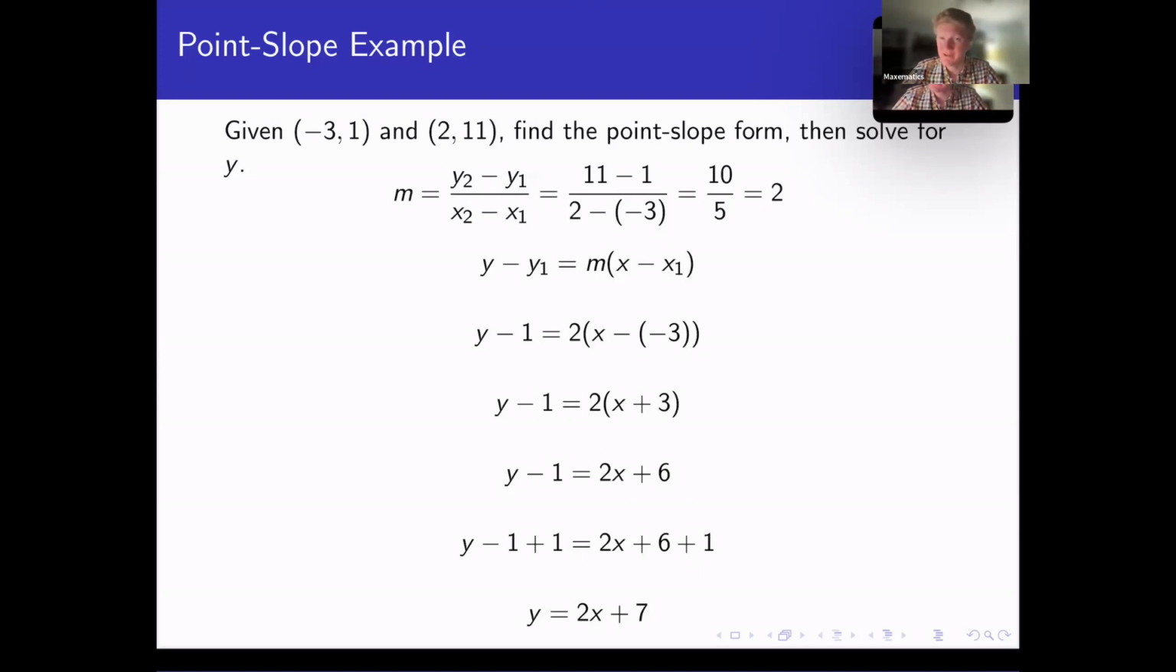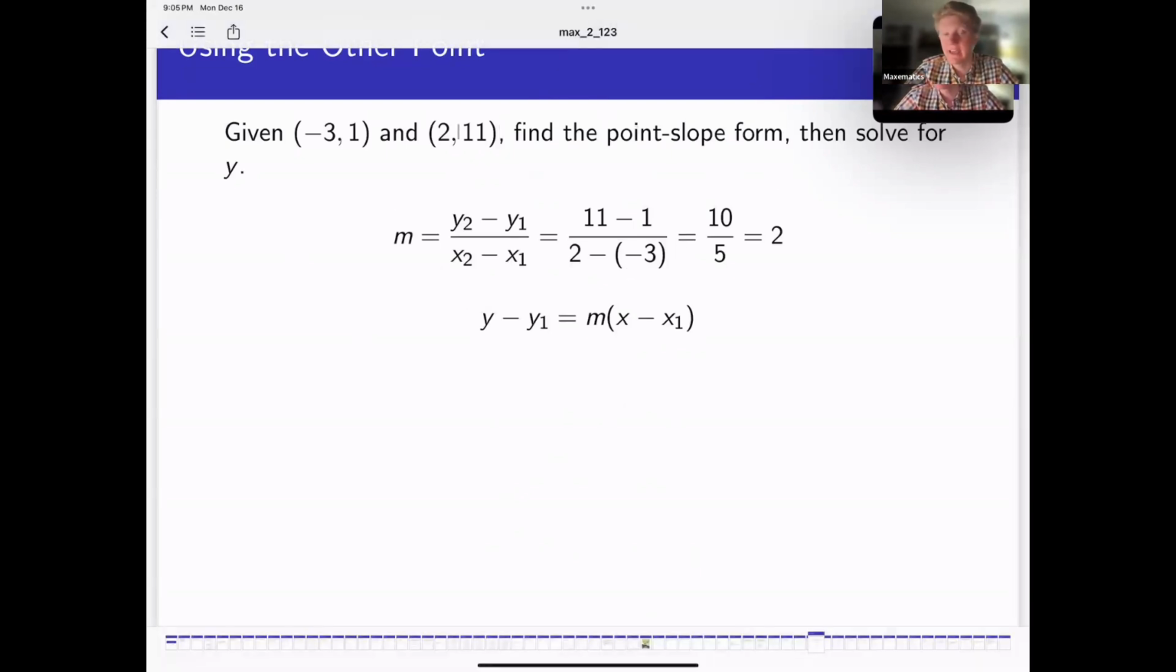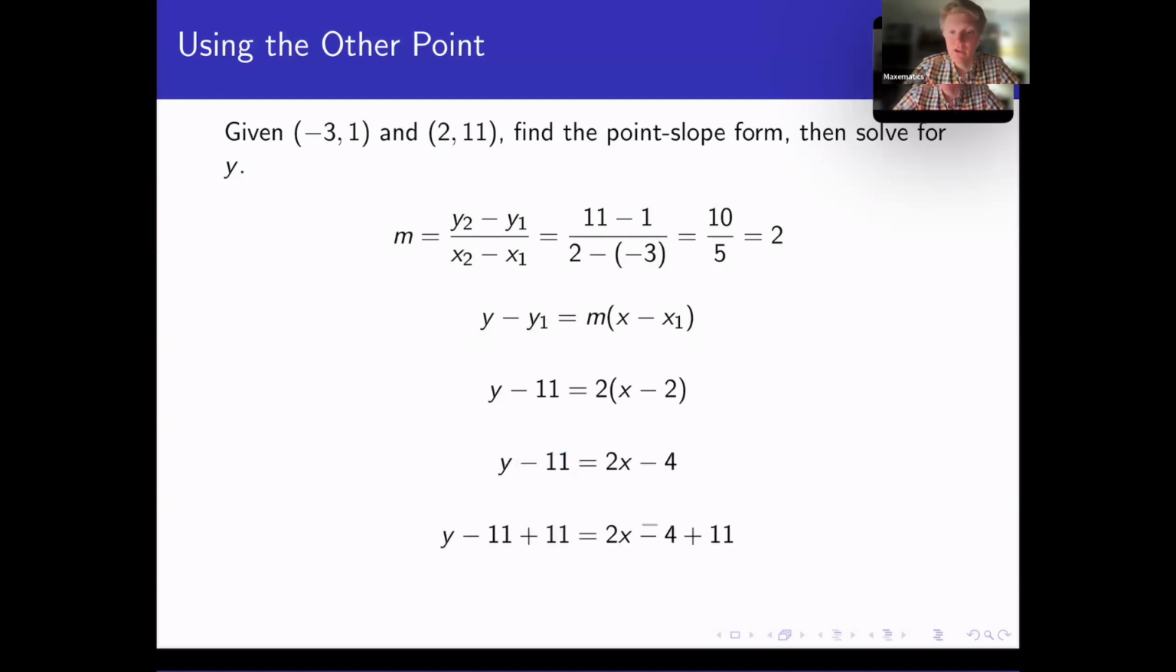But I just also want to take the time to show you that it doesn't matter which point we use. I told you can use either point and you should get the exact same answer. So let's do the exact same thing, but with 2, 11 instead. So slope is still 2, right? Same 2 points, but we're going to plug in 2 for x1 and 11 for y1 this time. All right, we still distribute 2. This time we're going to add 11 to both sides to solve for y. You're $4 in debt, and somebody sends you $11. You now have $7 again. So they are really the exact same line when you solve for y.